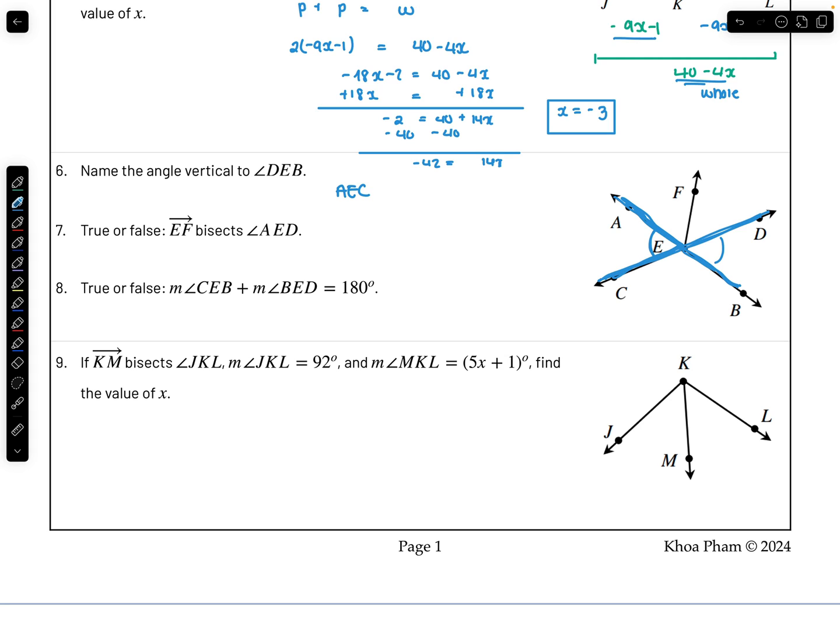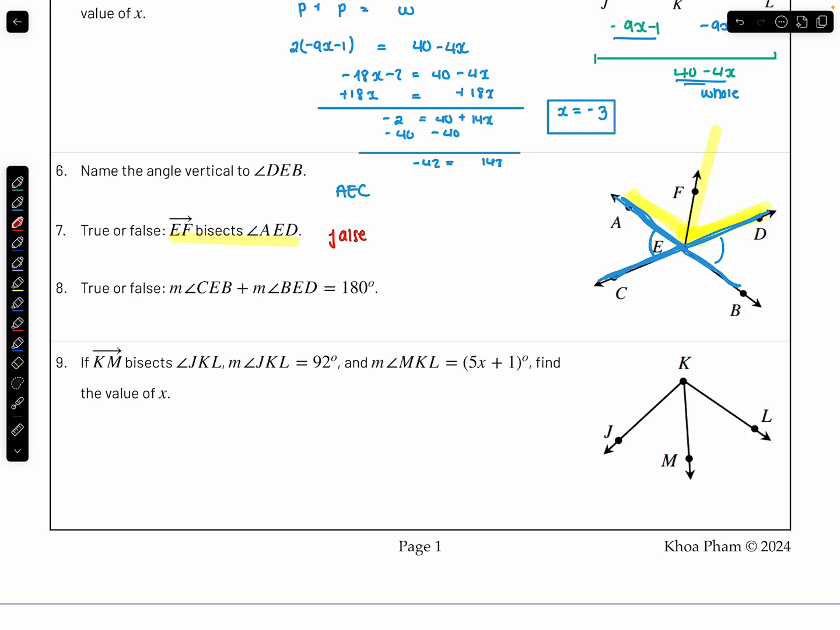True or false? EF bisects AED. So still, AED is this wedge angle right here. And the question is whether EF bisects it. Would you bet money on this? If I asked you, does EF bisect AED? If you said yes, would you bet money on it? Would you bet $100? $500? I hope not, because the diagram doesn't tell us any additional information, and so we do not jump to conclusions. I would never bet money on such a thing. So this was false.